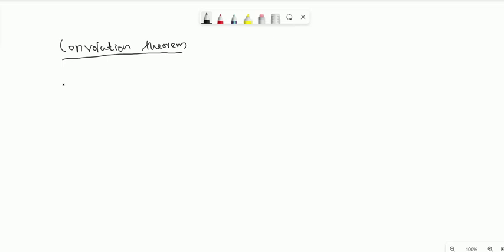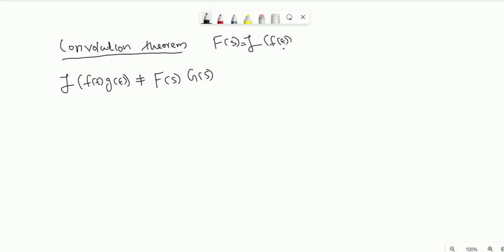Before moving to define convolution, I'll give the reason for discussing that. As we know, the Laplace transform of f of t into g of t is not equal to Laplace transform of f of t into Laplace transform of g of t. It is not true. Where by F of s I mean Laplace transform of f of t, and G of s is considered as Laplace transform of g of t. So Laplace transform of this product of functions is not equal to this. When we discussed linearity, I already mentioned this.